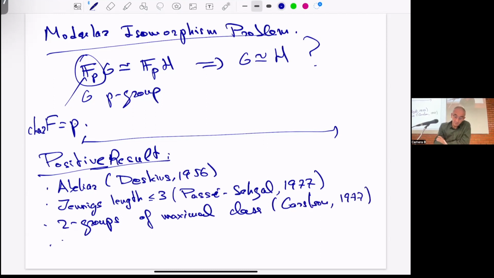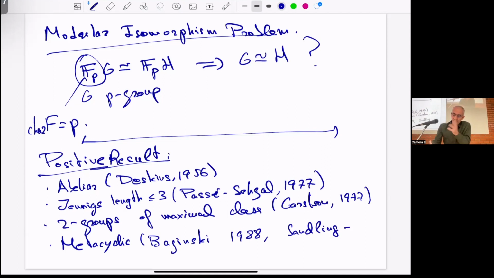For metacyclic groups, the previous results I was not very pleased with or excited by, but this one, okay, maybe. This is a result of Baginski from 1988. There is also a contribution by Sandling from much later, with other methods. Also for elementary abelian by cyclic, also by Baginski.